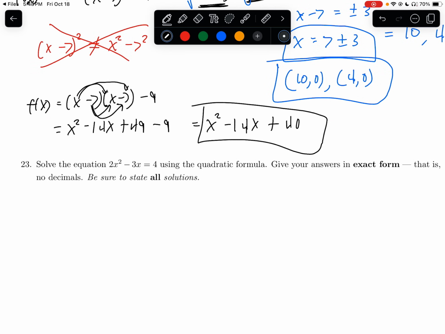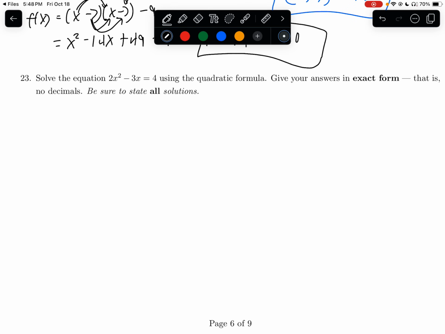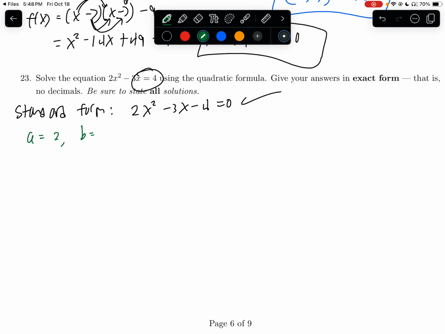Okay. Solve this equation using the quadratic formula. First of all, it's not in standard form, so we need to write it in standard form. It's not in standard form because it's not set to 0. We need to move the 4 to the left side. So 2x squared minus 3x minus 4 equals 0. Now it's in standard form, so I can apply the quadratic formula. Here a is 2, b is negative 3, and c is negative 4.